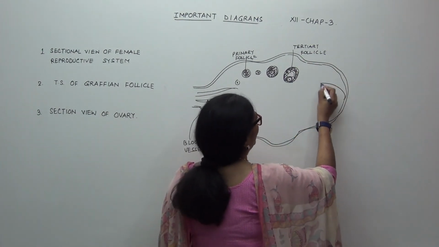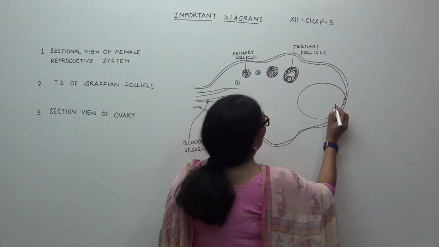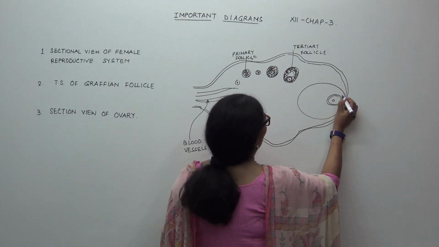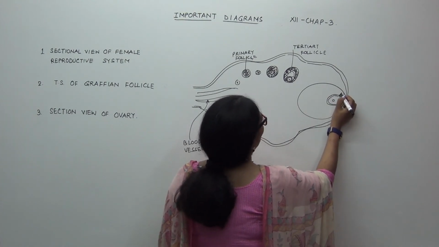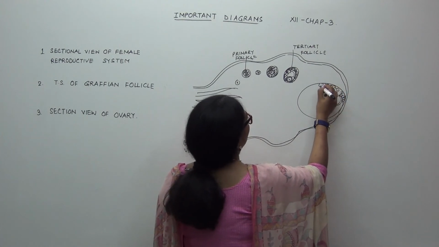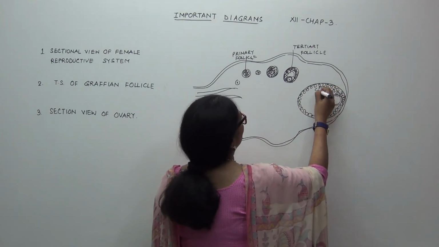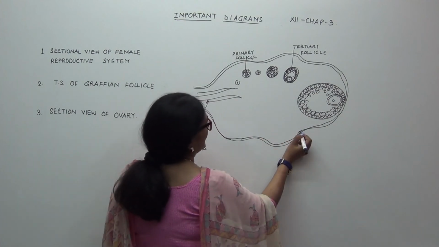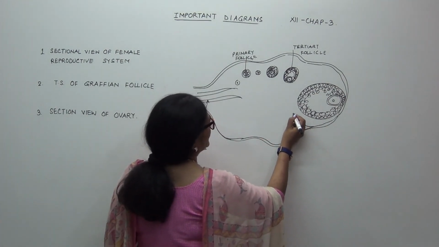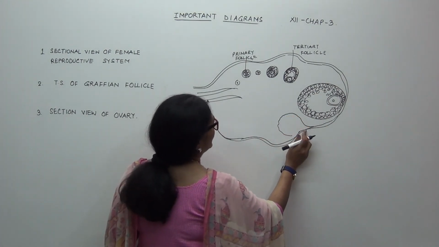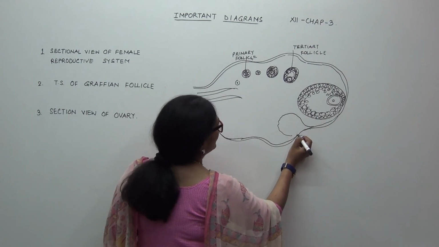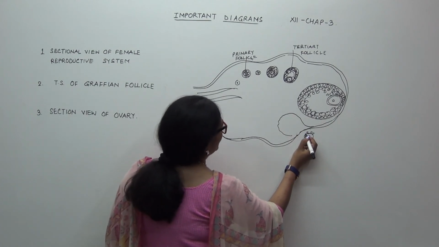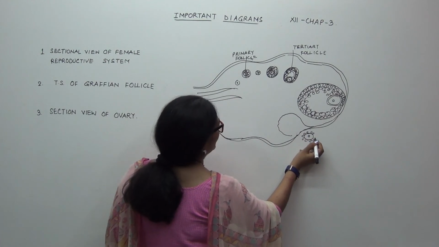So I am going to make a big Graafian follicle over here, and in it I am going to make the secondary oocyte, the zona pellucida as you just saw, and a number of granulosa cells. Now you know that this follicle will rupture. So I am going to show ovulation over here, that the Graafian follicle has ruptured and the egg at secondary oocyte condition has been released to the outside.